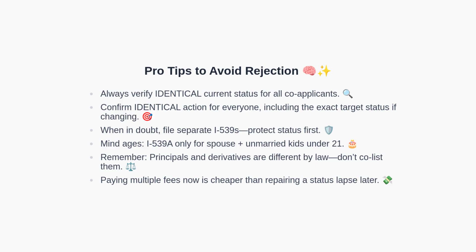Here are the key practical tips. Verify that every co-applicant's current status is identical. Confirm that the action requested is identical, including the target status if changing. If anything is uncertain, default to separate I-539 filings to protect status. Pay attention to ages, because I-539A can only include a spouse and unmarried children under 21. Remember that principals and derivatives are legally distinct and cannot be listed together on one I-539.